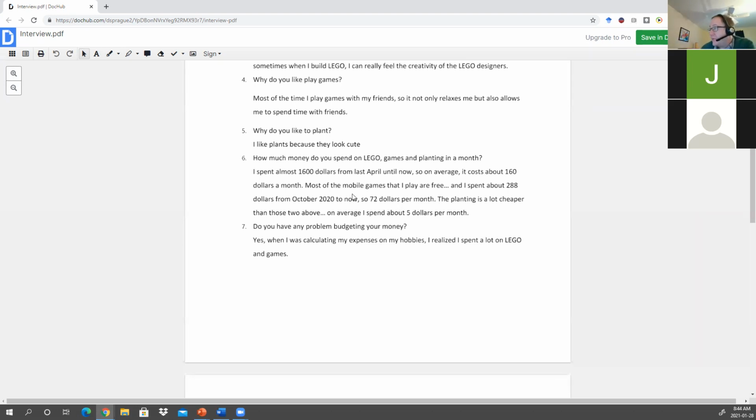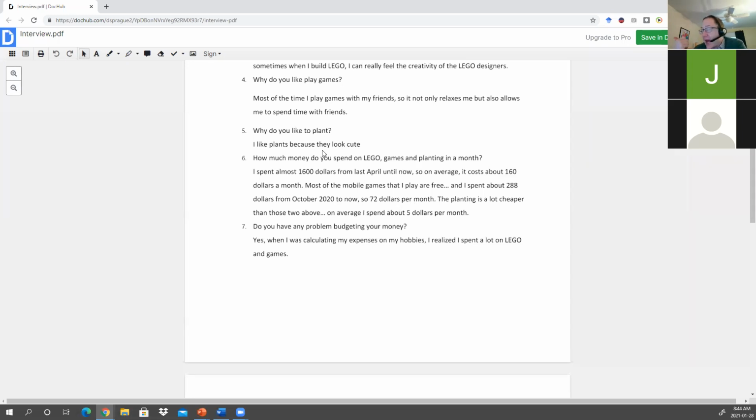So $72 a month, $288 in October. Okay, for a mobile game. Now, I'm cheap, so that's a lot of money to me. But I can afford it, but at the same time, holy cow, right? That's something maybe to monitor.